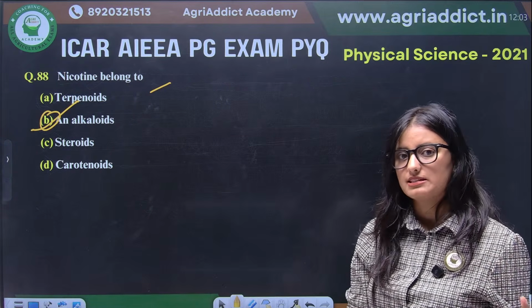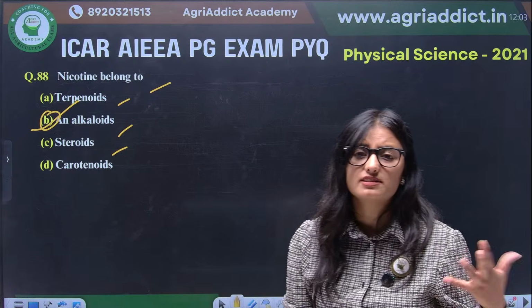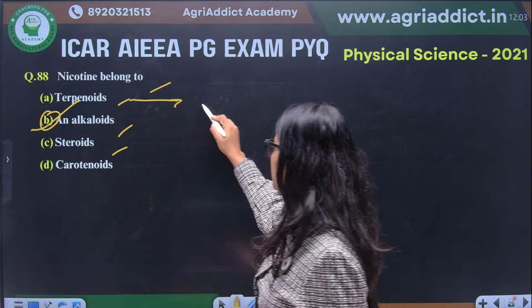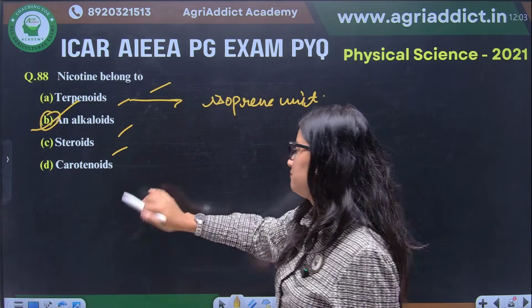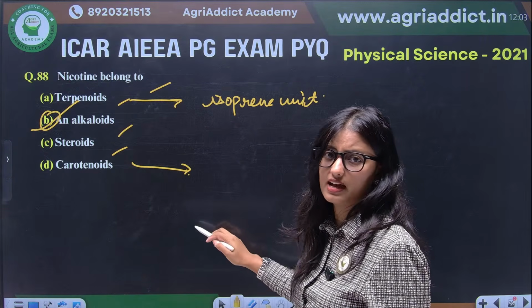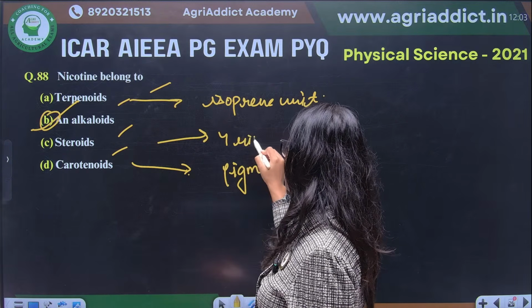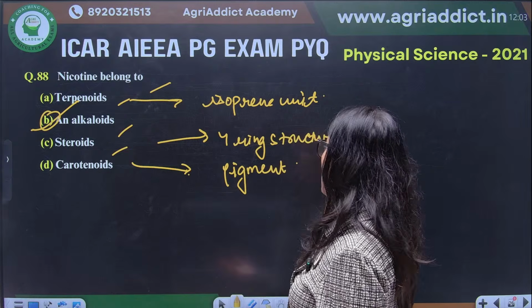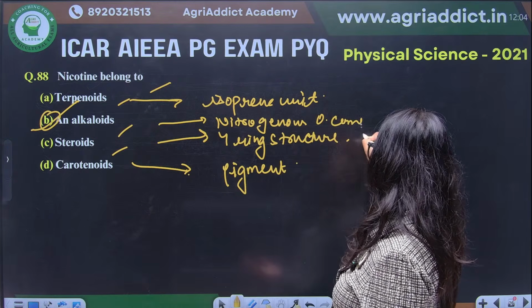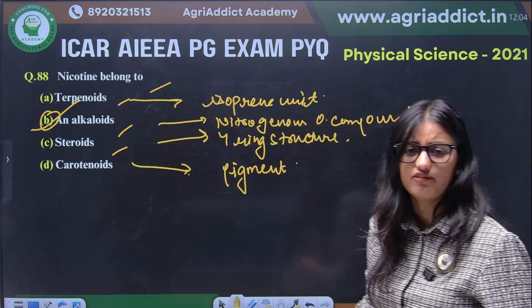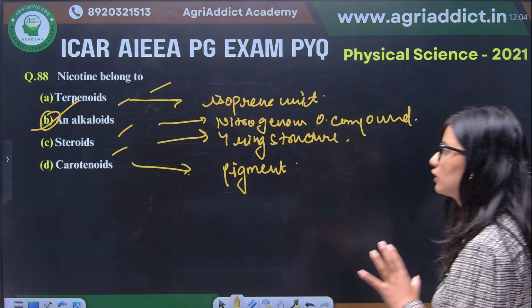And on what basis do we classify any compound as terpenoid, alkaloid, steroid or carotenoid? It is on the basis of their structure. Like in terpenoid, we say it has isoprene units in its structure. So we call it terpenoid. What about carotenoid? In this only सिर्फ pigments. Steroid has 4 ring structure. And these are the nitrogenous organic compounds. So on the basis of their structure, they are classified as terpenoid, alkaloid, steroid or carotenoid. Very good. Nicotine belongs to alkaloid.